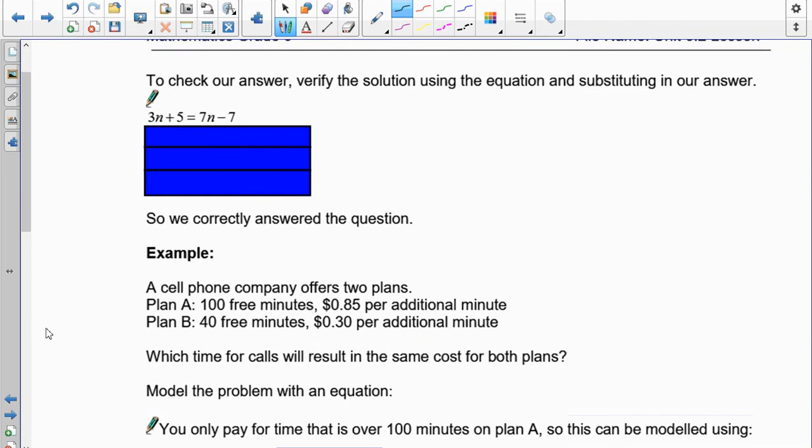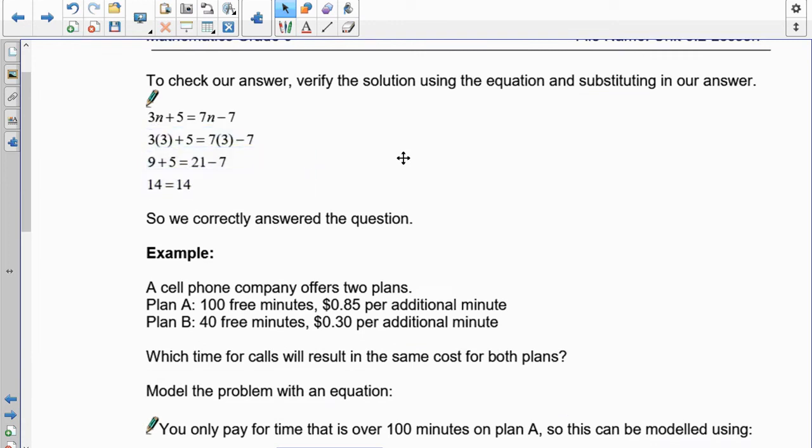Okay. Oh, I did the verification on this side over here. So you can see, you can just copy this down. So pause the recording and copy that down there. Okay. So we know we correctly answered the question because 14 was equal to 14.